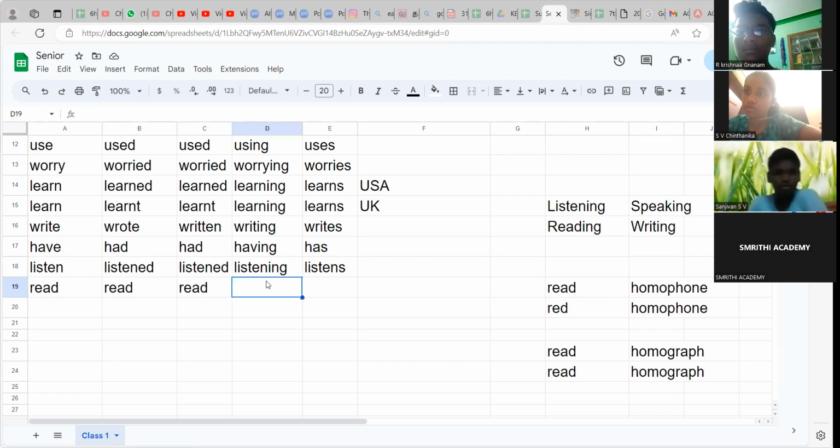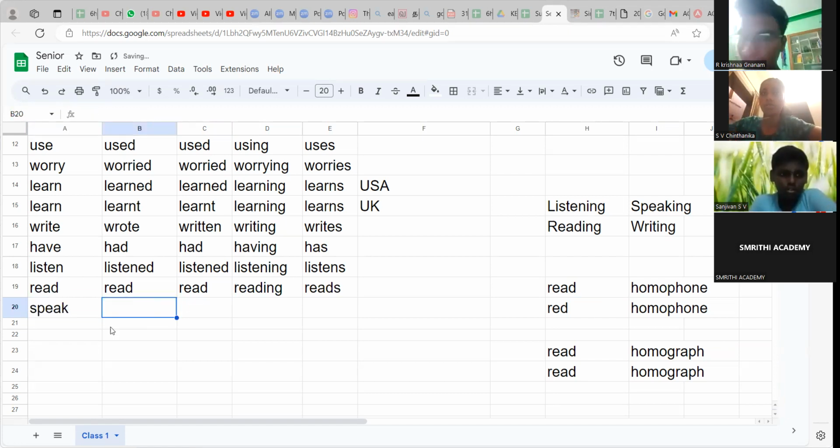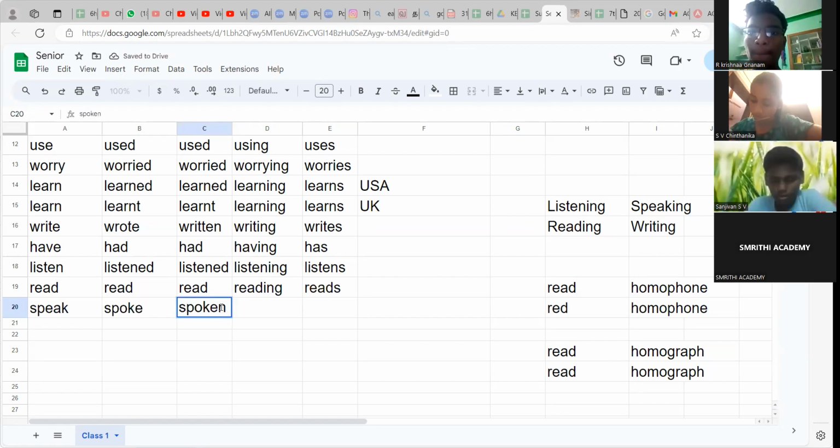Read, red, and the last two are easy. Reading, reads. Now let us come to the important one. We speak. We want to speak. We want to definitely speak. Spoke, S-P-O-K-E. Say spoken. Spoken. Very nice. And the last two are generally easy.